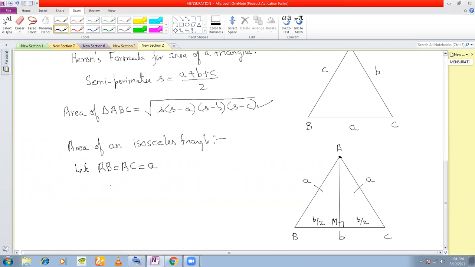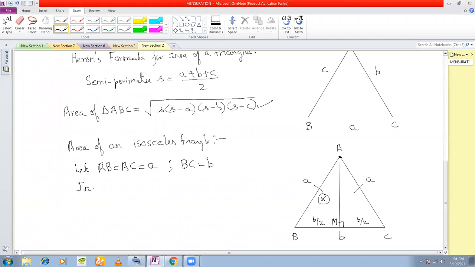So I say let AB, the length of the equal sides, be A. And I say let the length of the unequal side BC be B. Now my point is to find out the height of this triangle. What is the height? AM. Now see, this is a right angle triangle, so I'll find out the height AM by Pythagoras theorem.